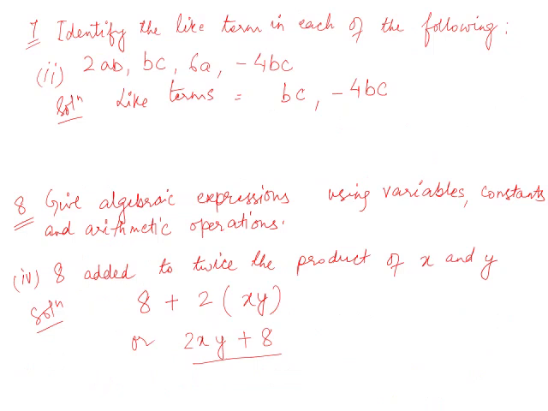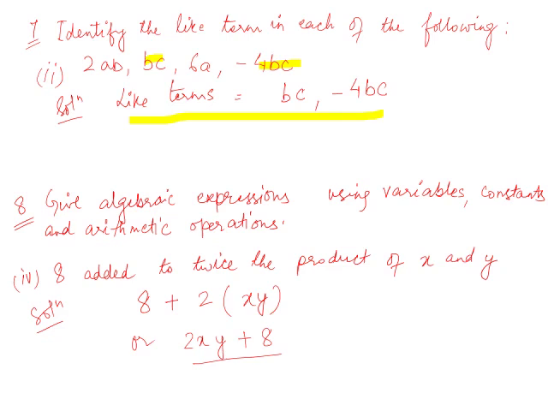Question number 7. Identify the like terms in each of the following. So they have given a set of terms. You have to find out the like terms. 2ab, 4bc, 6a, minus 4bc. So can you see the same thing here? I can see 4bc and minus 4bc. So these are your like terms.